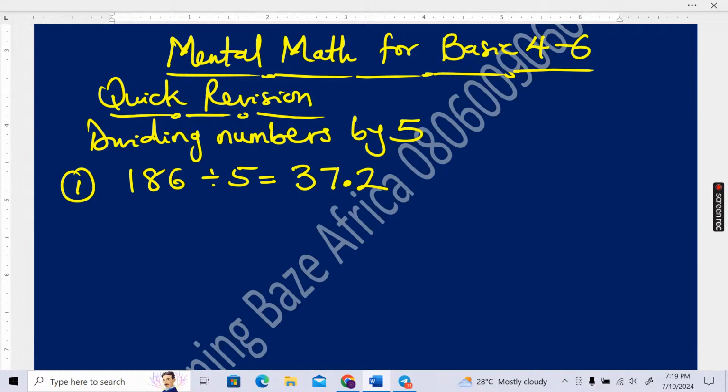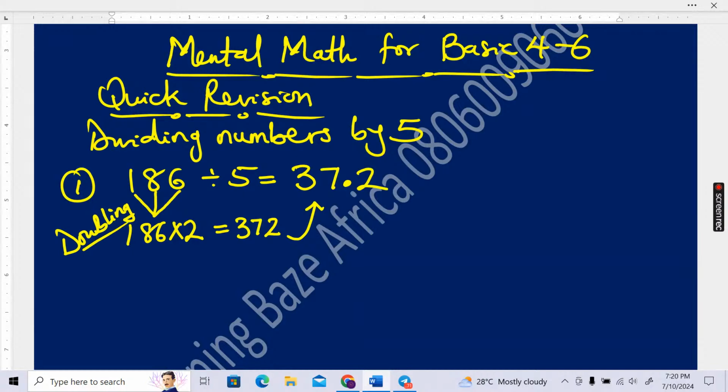All right? Now, what do we mean by doubling? Doubling means multiply that number by 2. So 186 times 2 is 372. And from here, we introduce a decimal point before the last digit on the right. So don't forget what I said about doubling: it means multiplying that number or quantity by 2.